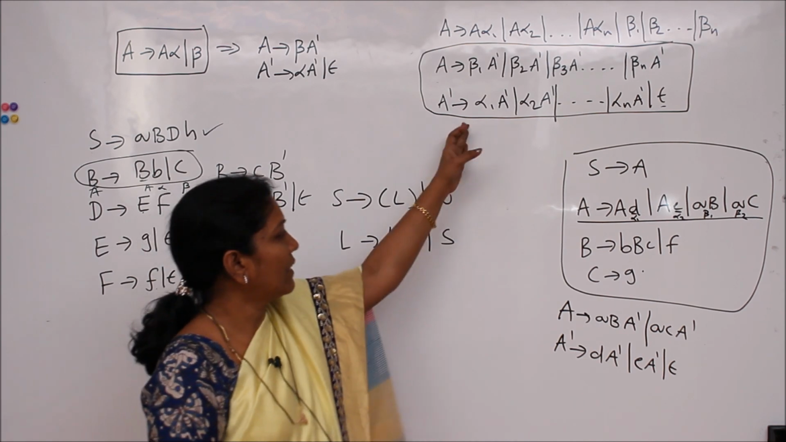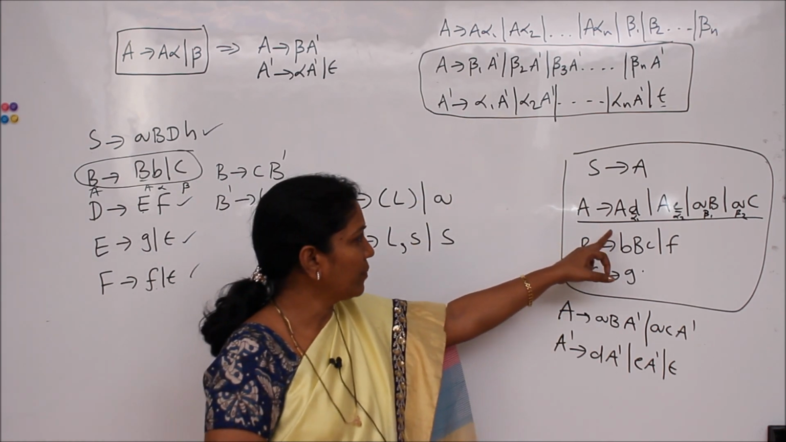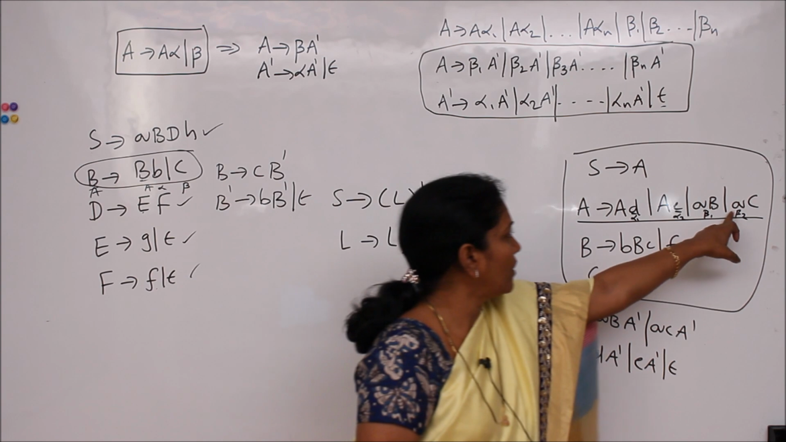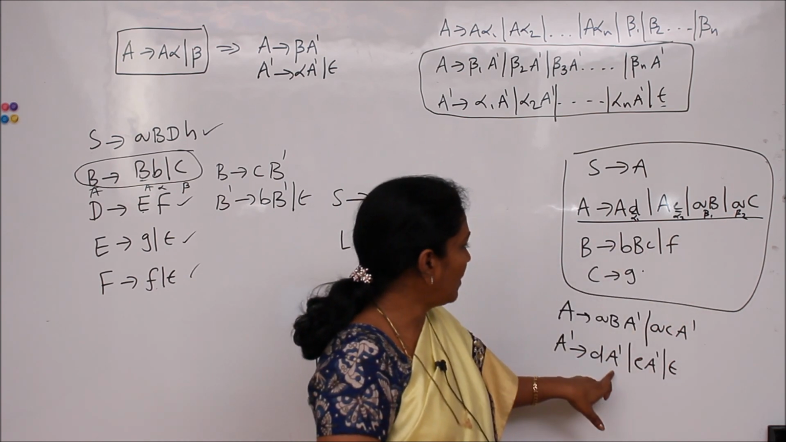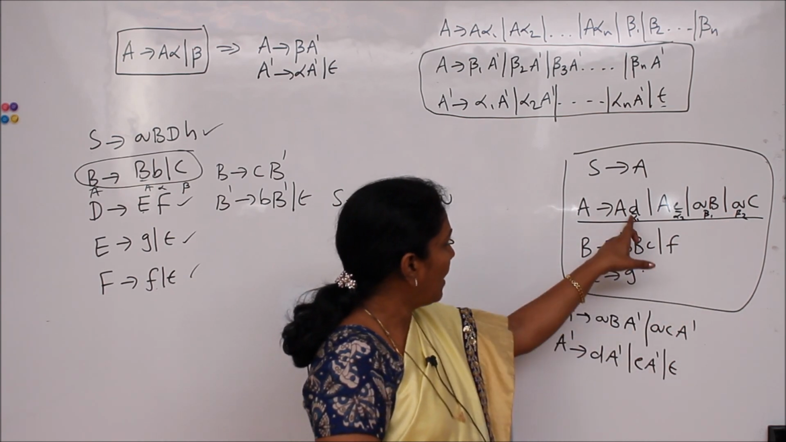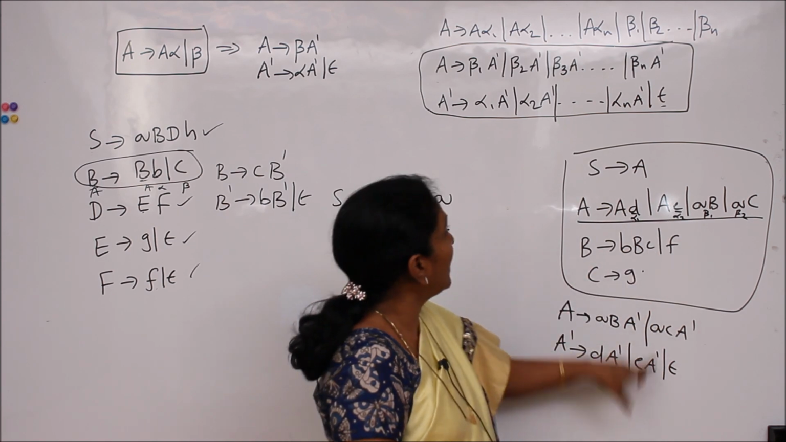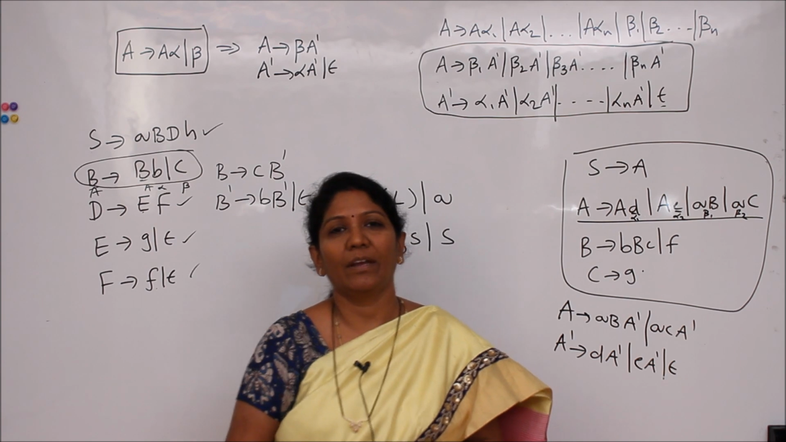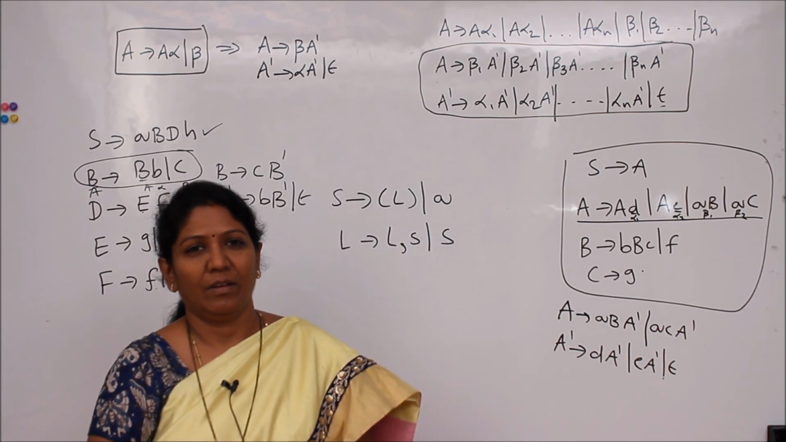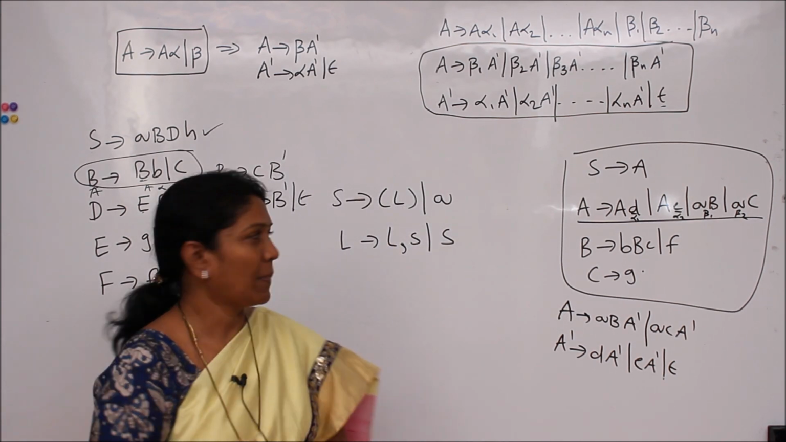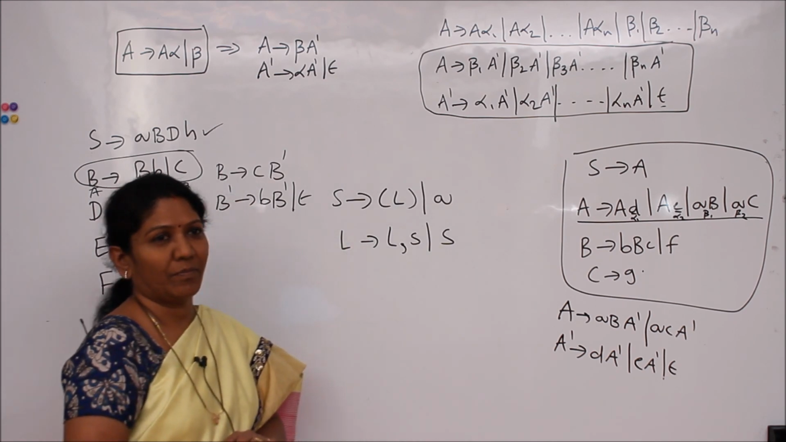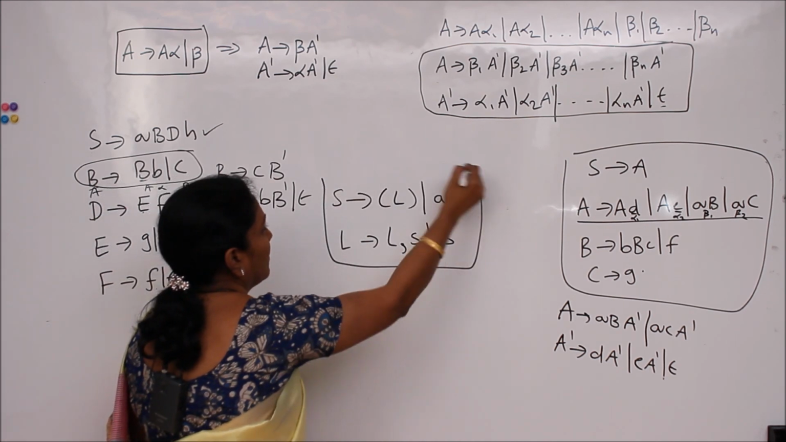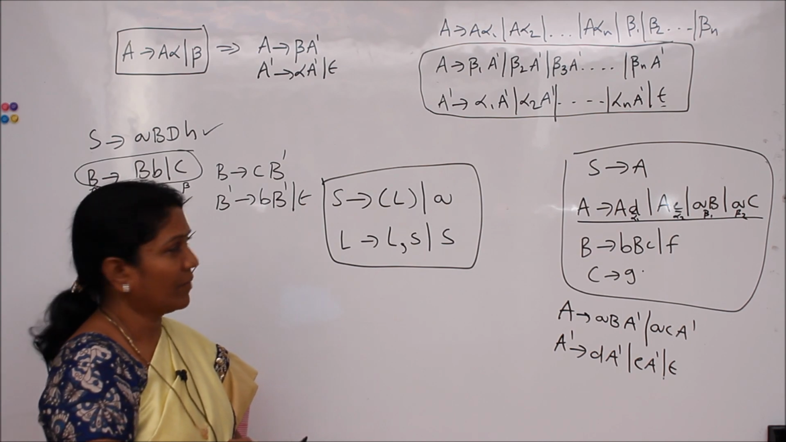So you can use this generalized rule also in the same manner: A to A alpha 1 | A alpha 2 | beta 1 | beta 2 becomes A to beta 1 A' | beta 2 A', and A' to alpha 1 A' | alpha 2 A' | epsilon. That is how you can eliminate it. Let us take one last example. Look at this. How do we eliminate the left recursion in this grammar?